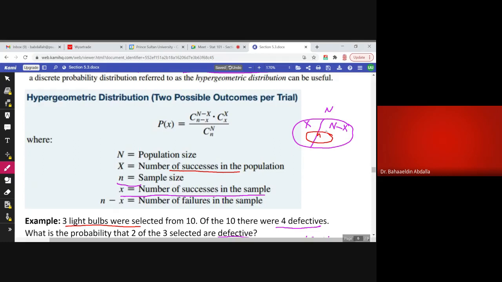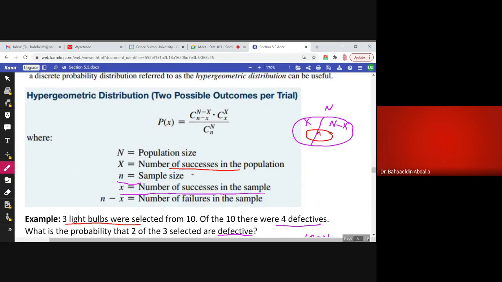And this sample could contain some elements from here and some elements from here. So the number of successes in the sample is small x, and the number of failures in the sample is small n minus small x. How to find the probability of small x? Okay, the probability of the number of successes in the sample. From capital N minus capital X you choose n minus x, from capital X you choose small x, and from capital N you choose small n.